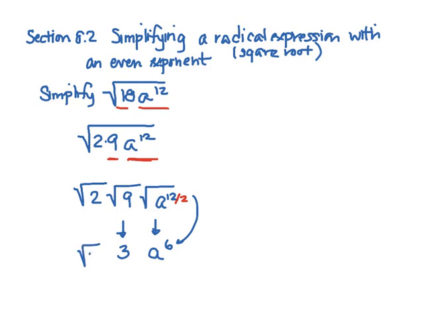And over here I still have the square root of 2. So my answer, and it's convention that I'm going to put everything that's outside of the square root in front of the square root expression. So I have 3a to the 6th times the square root of 2.